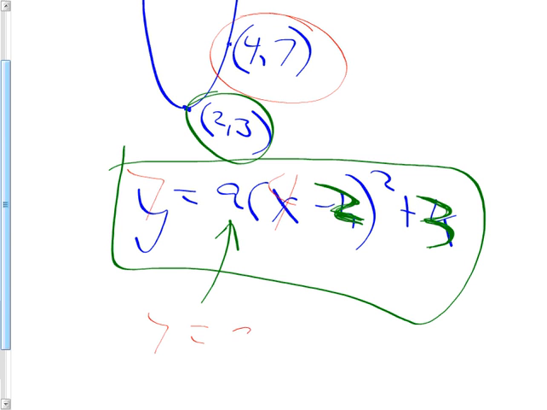7 equals a times (4 minus 2) squared plus 3. 4 minus 2 is 2, 2 squared is 4, plus 3, and a weak math mind will go 4 plus 3 is 7. Can't do that. Why can't you put the 4 and the 3 together? Because you're solving and trying to get the a alone. And so when you get the a alone, you're going to subtract 3 from both sides, and then you're going to divide by 4.